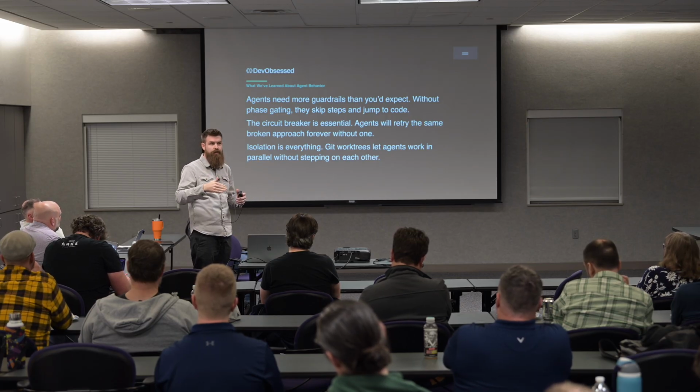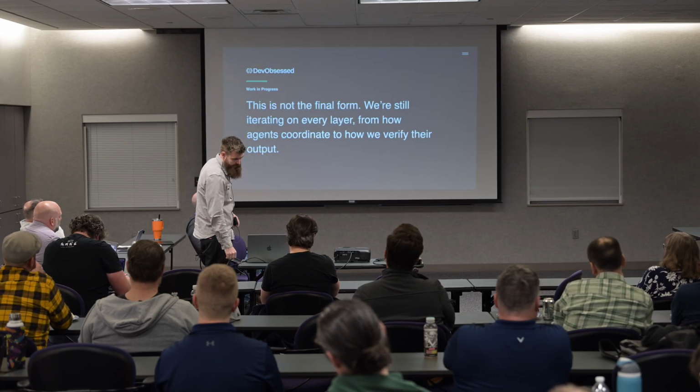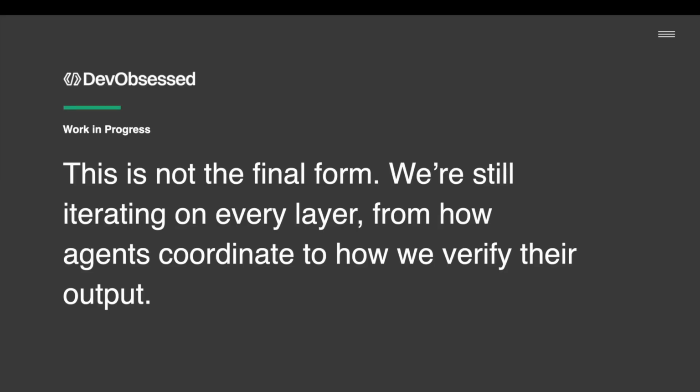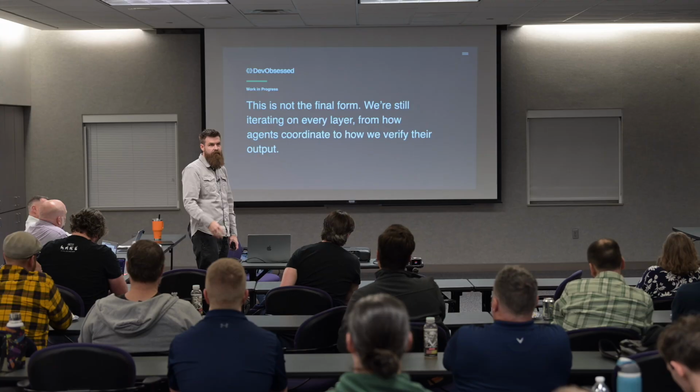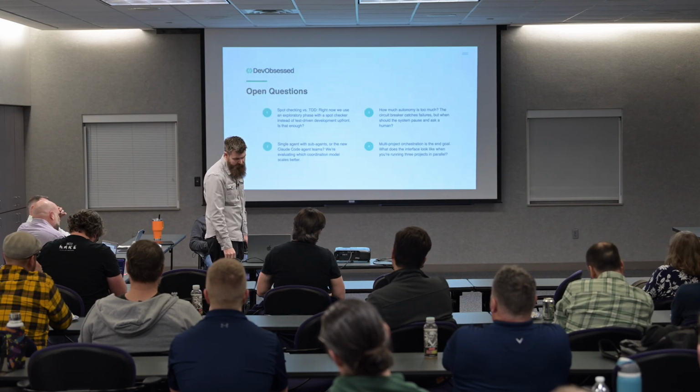Instead, you put them in Git work trees, and then you do the first in, first out merge capability. This is not the final form. As I alluded to, this thing is not perfect. We're still iterating on every layer, from how agents coordinate to how they verify their output. And there are other teams and people working on these things, and I'm researching the way they do it and try to incorporate those as much as we can.